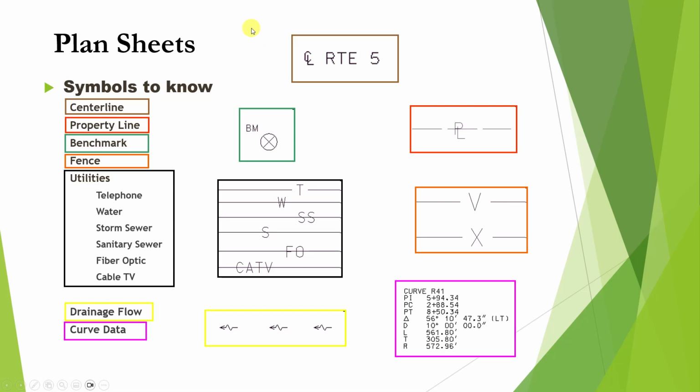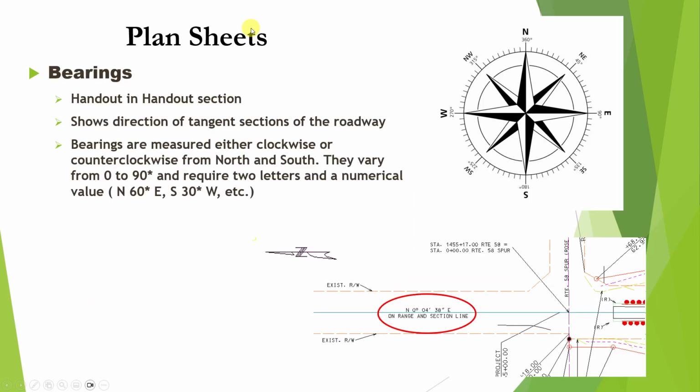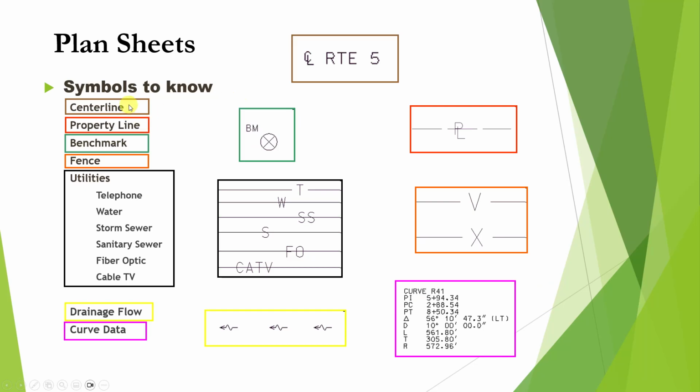Okay, symbols to know. Center line. Center line is this center line Route 5 up here, you'll see a CL Route 5. Property line, you'll see, is PL over here, and usually it'll have a solid line through it for proposed and dashed if it's existing property line. A benchmark looks like this icon right here, the BM with the circle and the X in it. Okay, a fence is over here, and you'll see there's either a woven or a chain link. Woven is the V and chain link is the X.